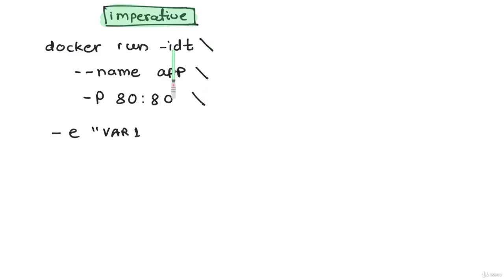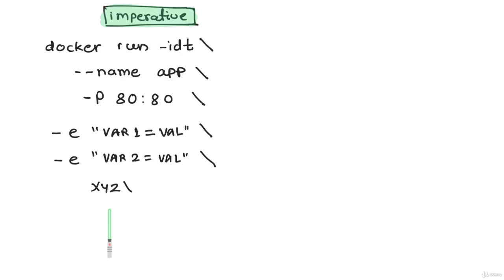For example, I have this -idt, provide a name called app, provide the port mapping, the host port 80 pointing to the container's port 80, and then provide a couple of environment variables here. Environment variables can be provided using the variable and the value. And finally, the image part. Now, this is again a very simple version of a Docker run command. Docker run command can be more sophisticated with many different options like log options, resources, and so on.